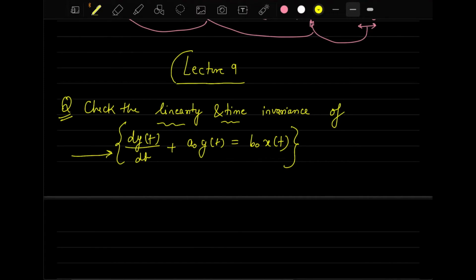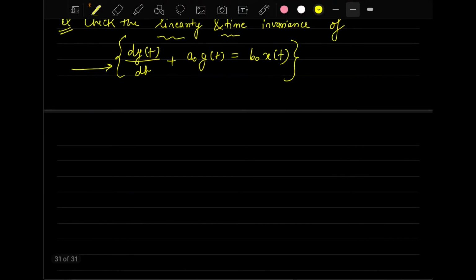Okay, so I guess nobody has solved it. So let me solve this. First of all, we will prove the linearity of this particular system. Let us say we have two inputs x1(t) and x2(t), and corresponding to them we will have the outputs y1(t) and y2(t). So if we apply x1(t), the corresponding output will be y1(t).